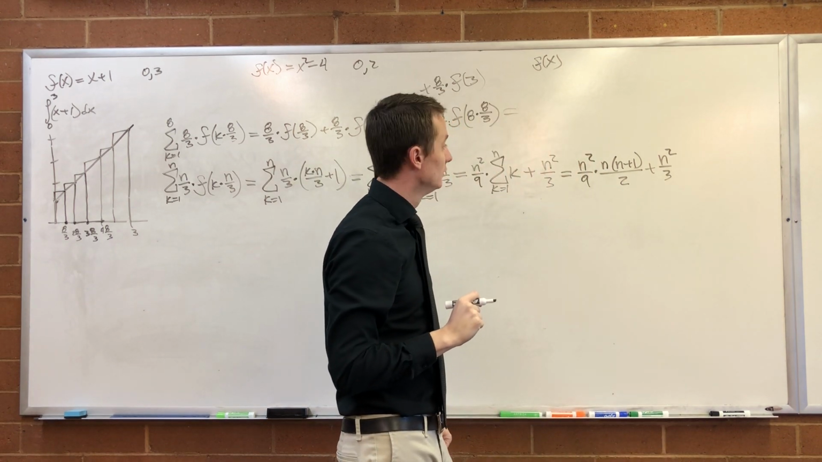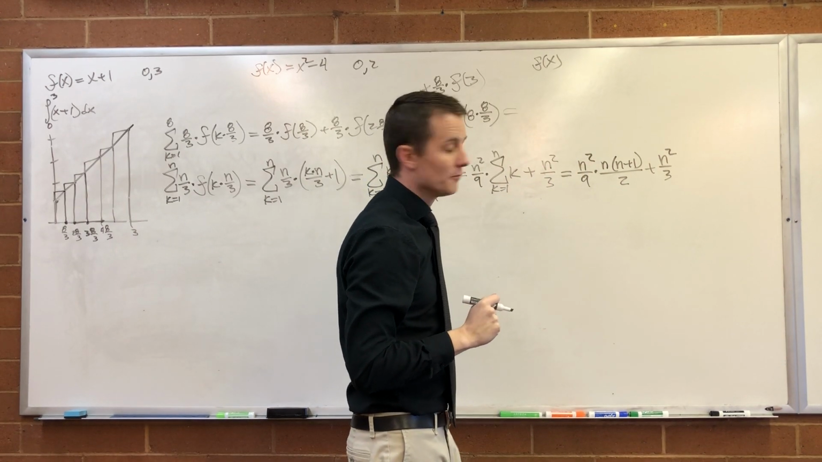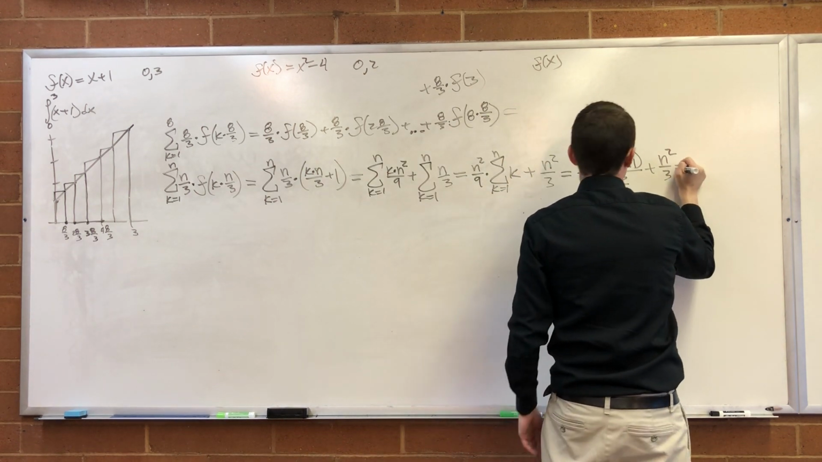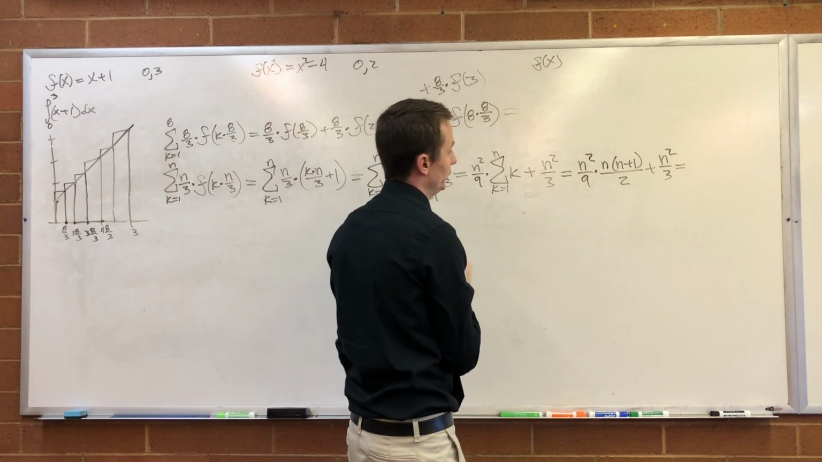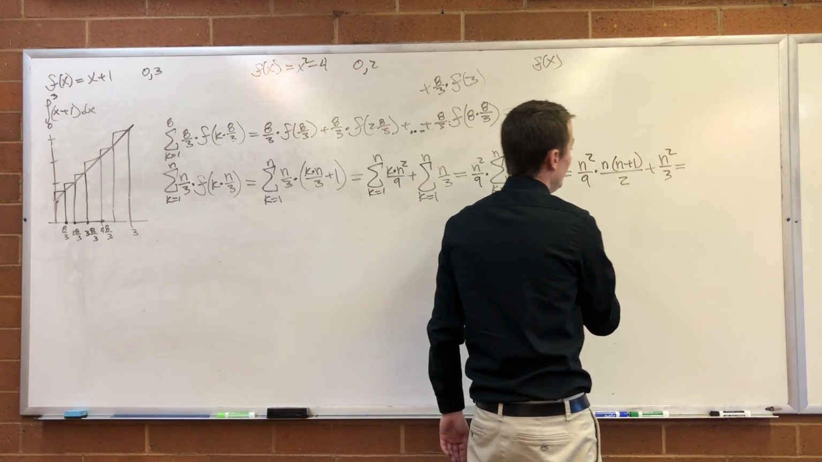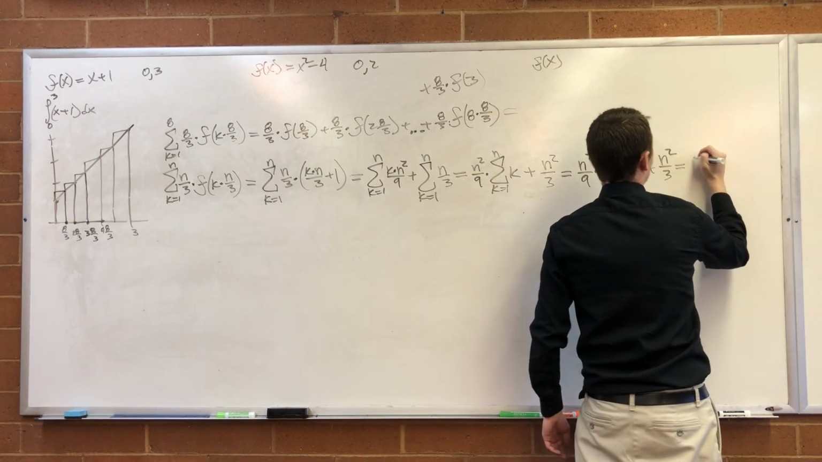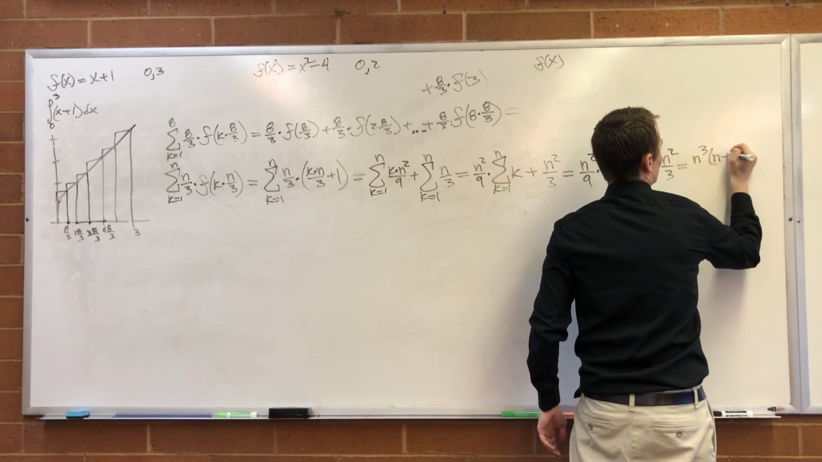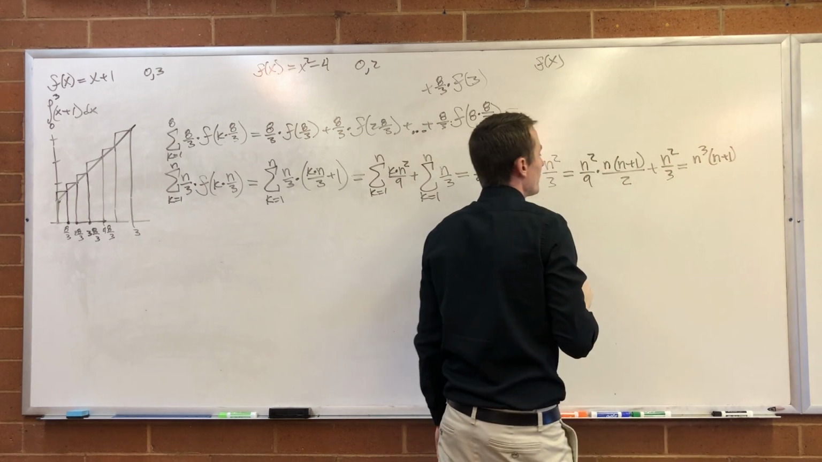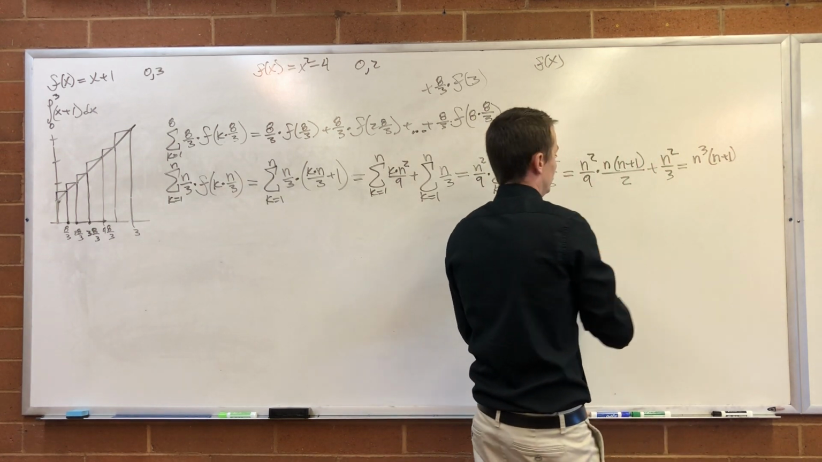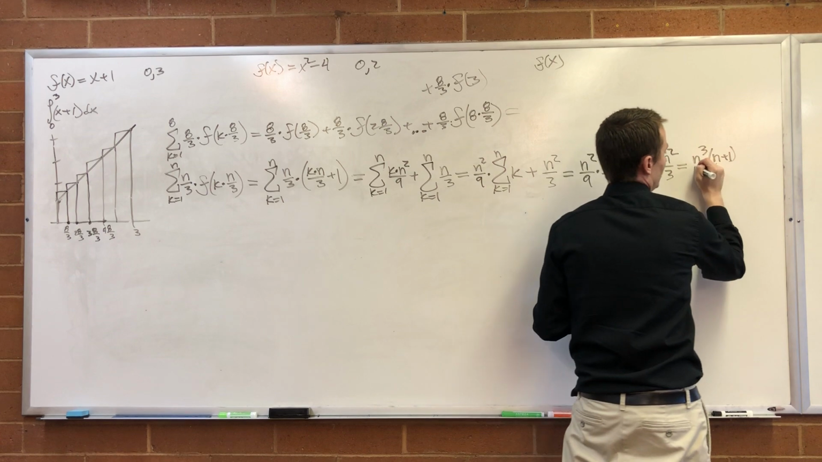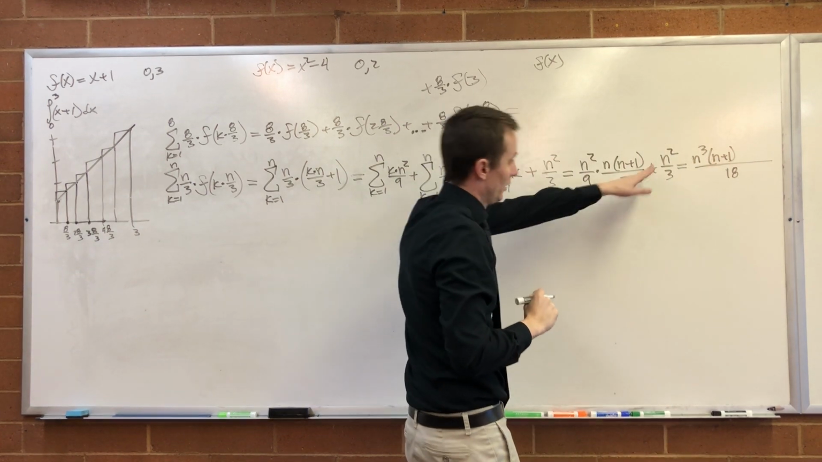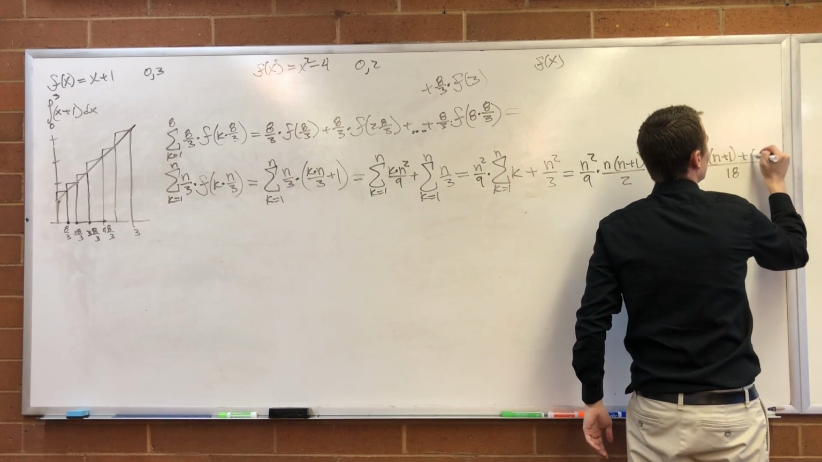Right? Okay. Let's get a common denominator and put these things together. So this term is going to be n cubed times n plus 1, and then over 18, but we're going to write the whole thing over 18. I'm going to get a common denominator. So that's 6n squared. Exactly. Plus 6n squared.